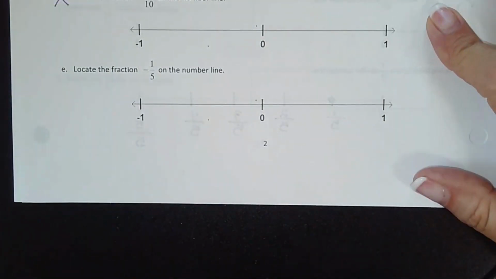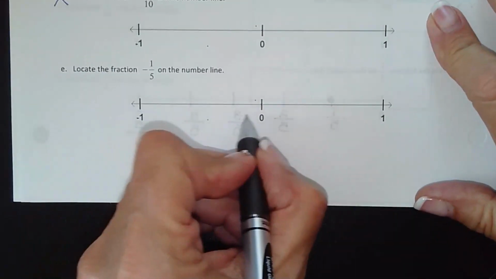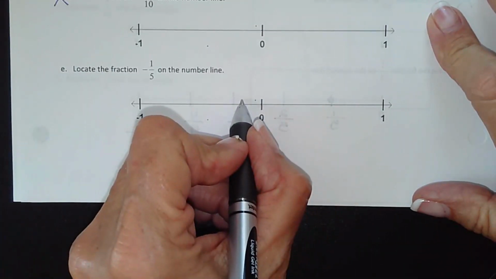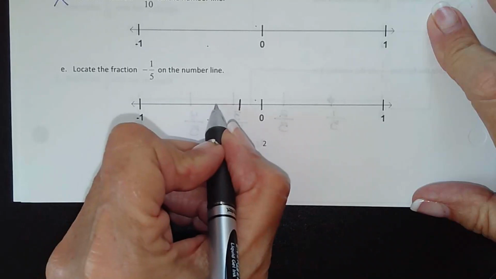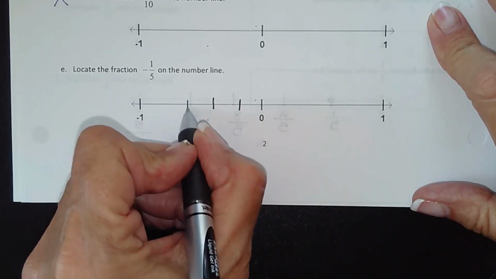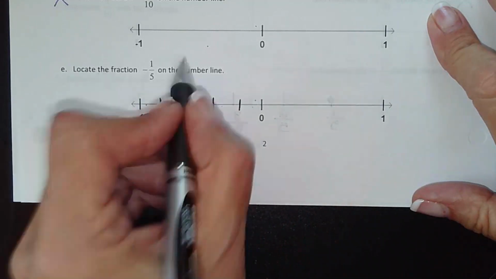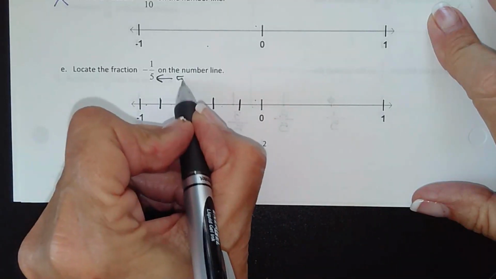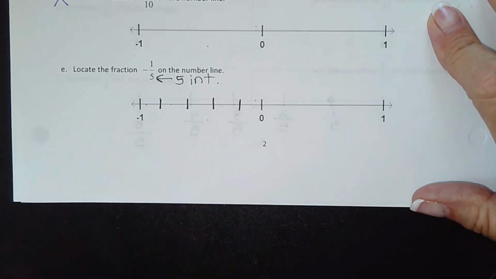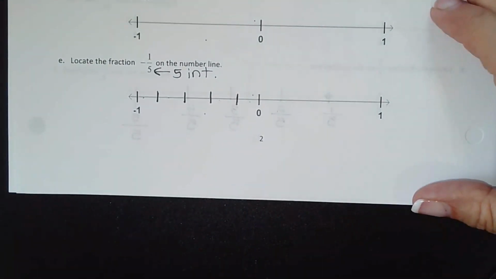And -1/5, I need 5 intervals to the left of -1. So -1, 2, 3, 1, 2, 3, 4, 5 intervals, just what I needed. I'm going to start shortening it here. I'm tired of writing that 100 times.